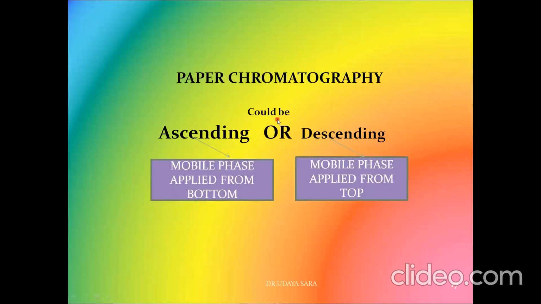Paper chromatography could be either ascending or descending. If the mobile phase is applied from the bottom and moves to the top, it is called ascending paper chromatography. If the mobile phase is applied from the top and moves to the bottom, it is called descending paper chromatography. So paper chromatography is a liquid-liquid partition chromatography.